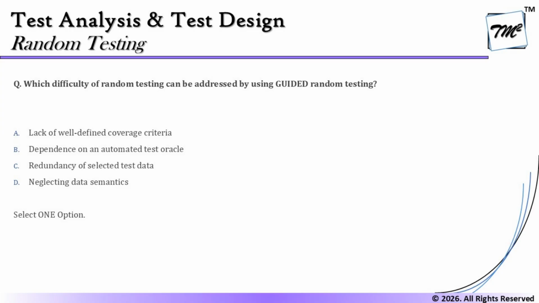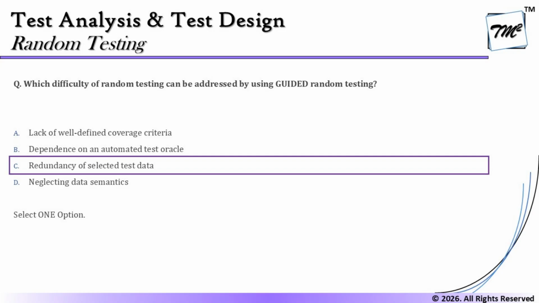And D says neglecting data semantics. Of course, data semantics does not depend on whether it is guided or unguided. And with that, we can conclude that the right answer is C, that is redundancy of selected test data, where guided testing can be helpful.